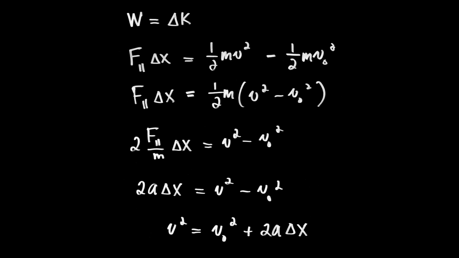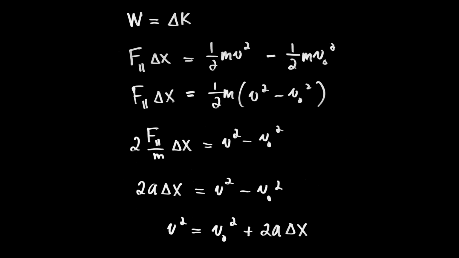And on this side, I still have F parallel multiplied by delta x. Let me multiply both sides of the equation by 2 and divide by m, such that on the left-hand side, I have 2 times the parallel component of the force divided by m times delta x is equal to the final speed squared minus the initial speed squared.